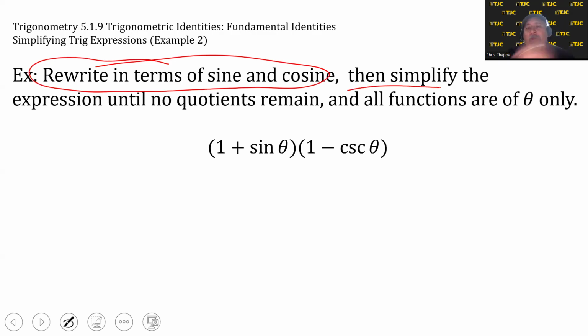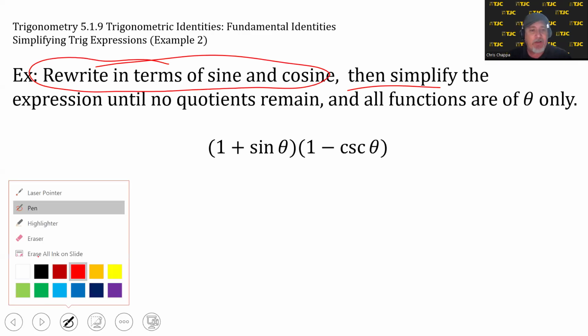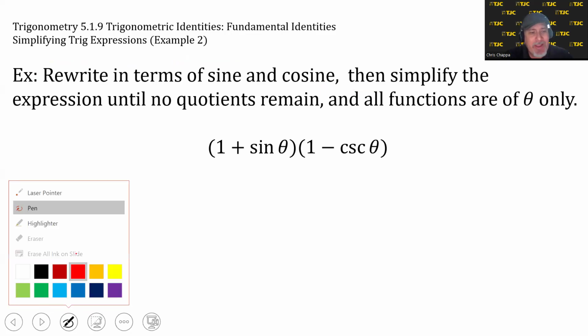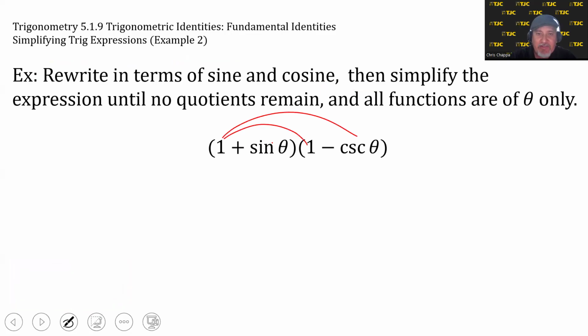When you're simplifying a trig expression, there's almost always one of two options to consider. Option number one is to do some sort of algebra move. Option number two is to do some sort of trigonometry move. So what are our options here? Well, algebraically, we could do a FOIL process: first, outside, inside, last, and then see what happens.